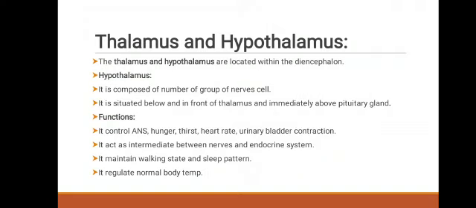Next one, we will discuss thalamus and hypothalamus. The thalamus and hypothalamus are located within the diencephalon. In that, first one, hypothalamus. It is composed of a number of groups of nerve cells. It is situated below and in front of the thalamus and immediately above the pituitary gland.